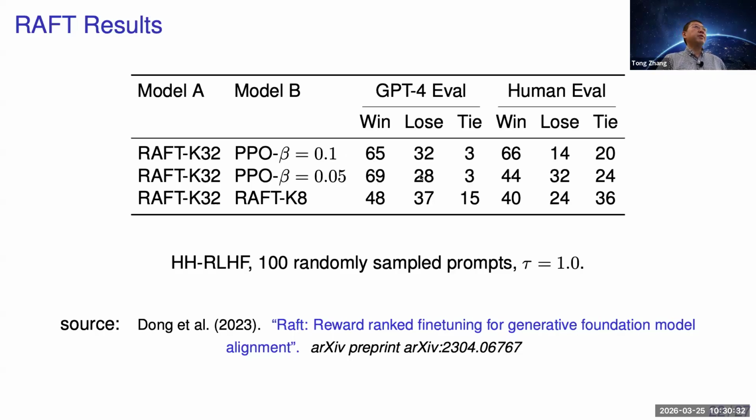Everybody, when they compare against PPO, says it's better, but PPO is not that easy to do. And here is basically hyperparameter tuning. You say, oh, K32 is better than K8. Just look at the win rate. So that's about it. This is coming from this paper. Then I think that's about it.